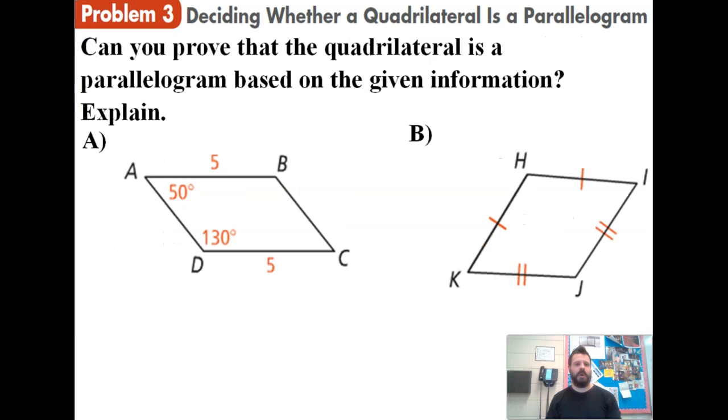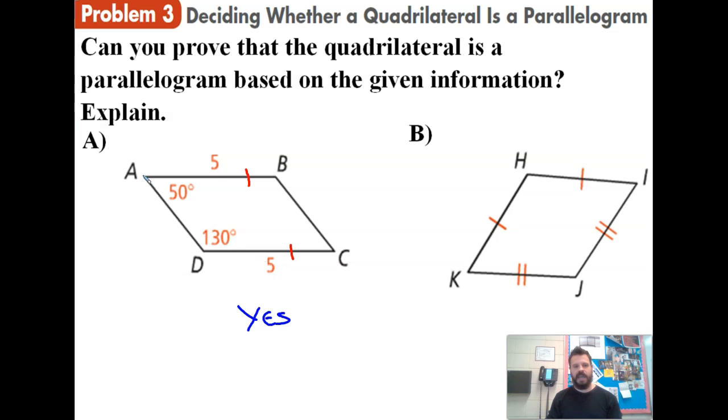So in problem 3, we want to know, can you prove that each quadrilateral is a parallelogram based on the given information? Well, let's take a look for each of these. Part A, I'm going to say yes, because my opposite sides here are both congruent to each other. They both have a length of 5.